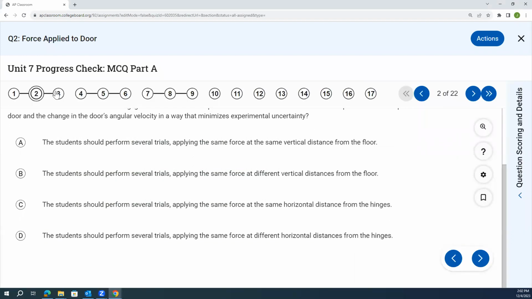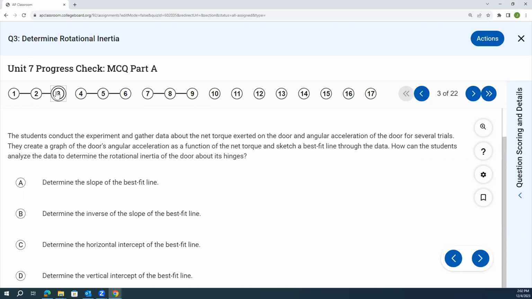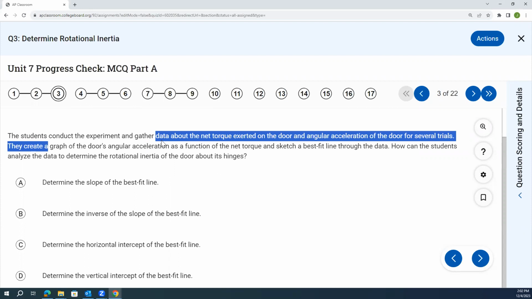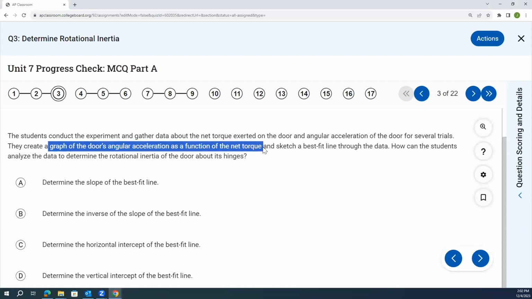You guys get that? If you have any questions about these, let me know. You can go back and fill in some. Or, same scenario. We got a door. To create a graph of the door's angular acceleration as a function of the net torque.